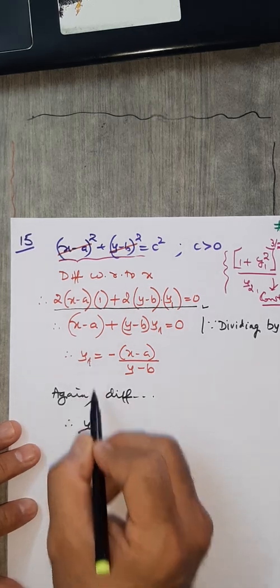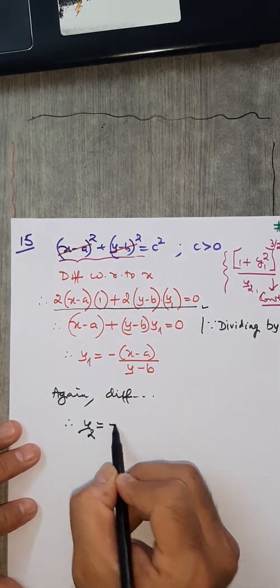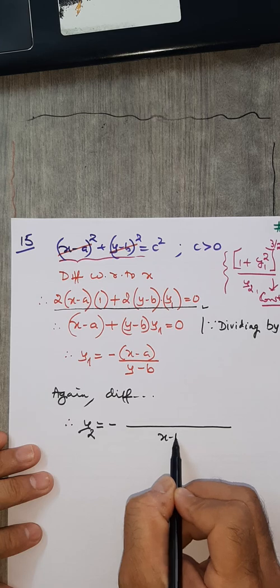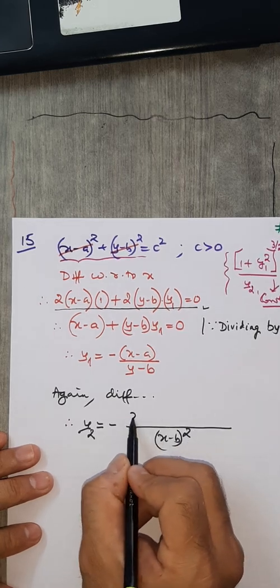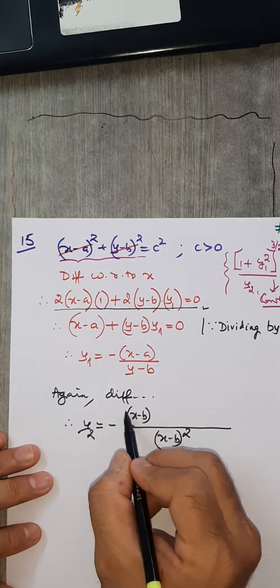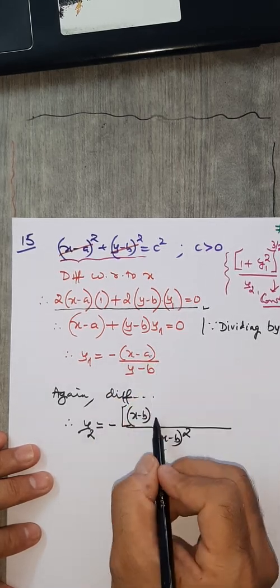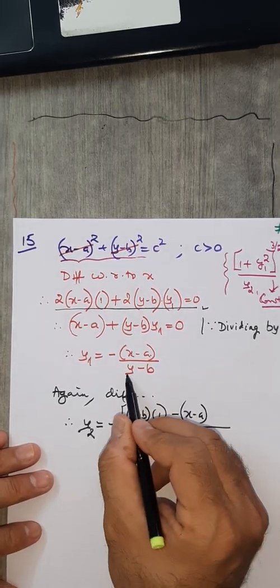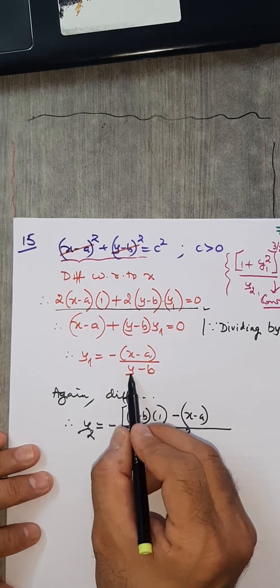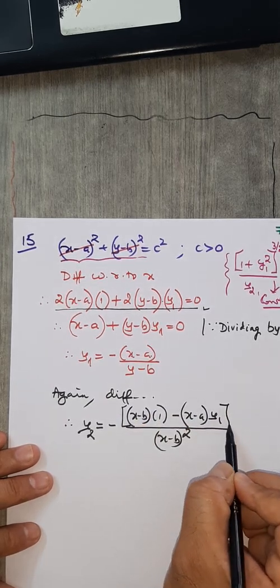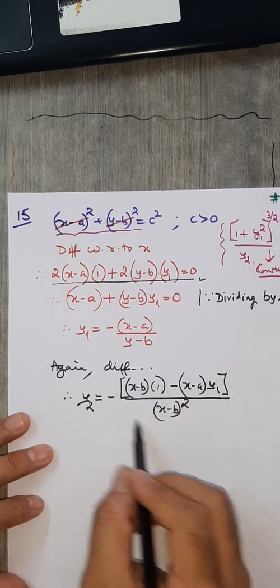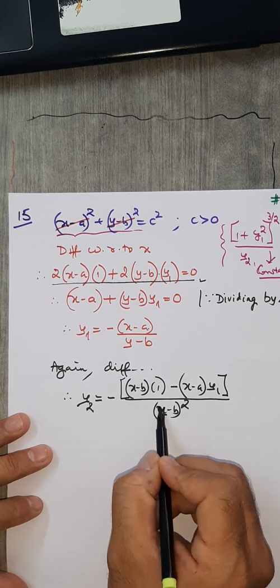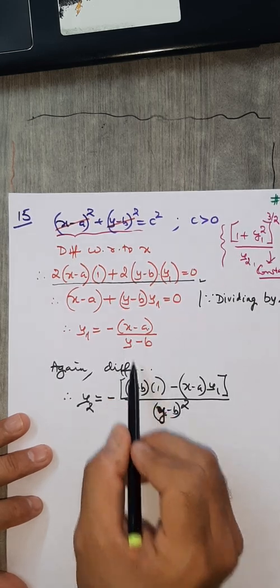So differentiation of y1 with respect to x is y2. Minus sign as it is. Here I'll use the division rule. So x minus b the whole square. X minus b as it is here. Differentiation of x minus a, 1 and 0, so this is 1, minus, now x minus a as it is, differentiation of y minus b, so y1 and 0, so here y1. I repeat this is simply by division rule, y minus b whole square, here y minus b.